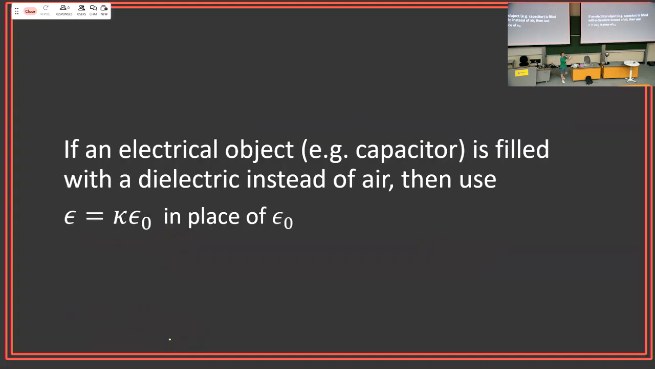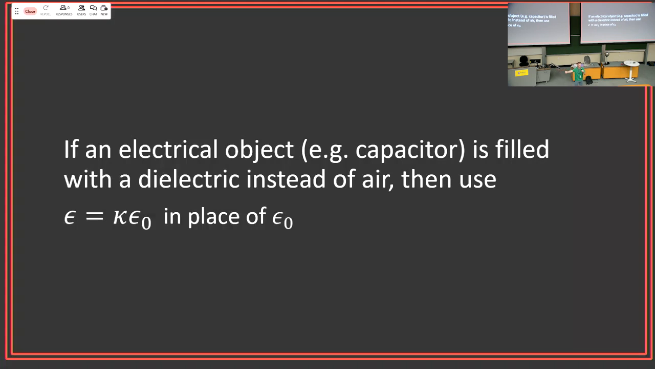So that's all you do, right? If an electrical object is filled with a dielectric instead of air, you just use the new epsilon, which is equal to kappa times the old epsilon, where kappa is the dielectric constant, and epsilon is the electric permittivity. They might give you one or the other. They always give you kappa in this course, I think. That's all you do. That's the only difference.